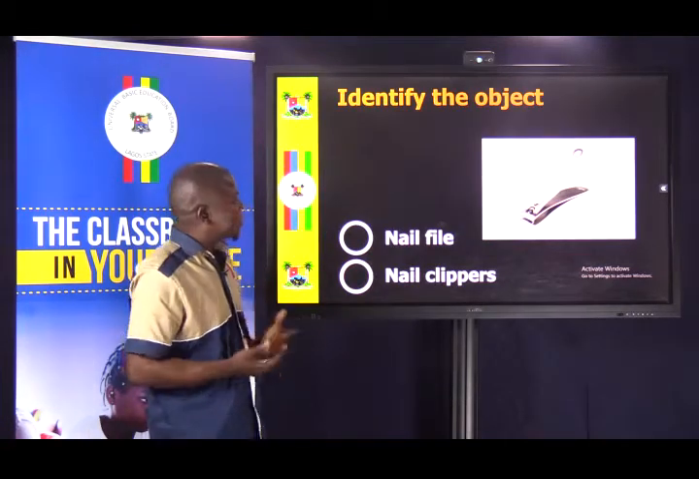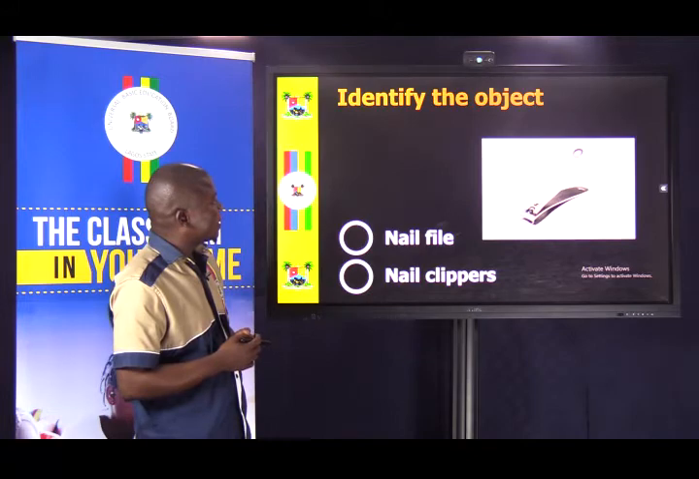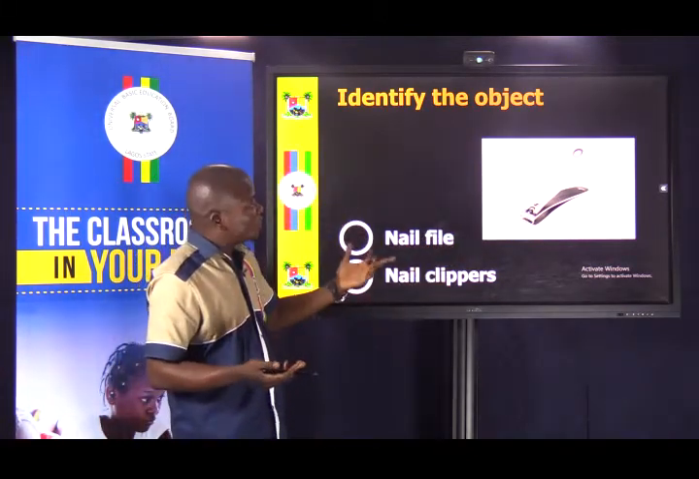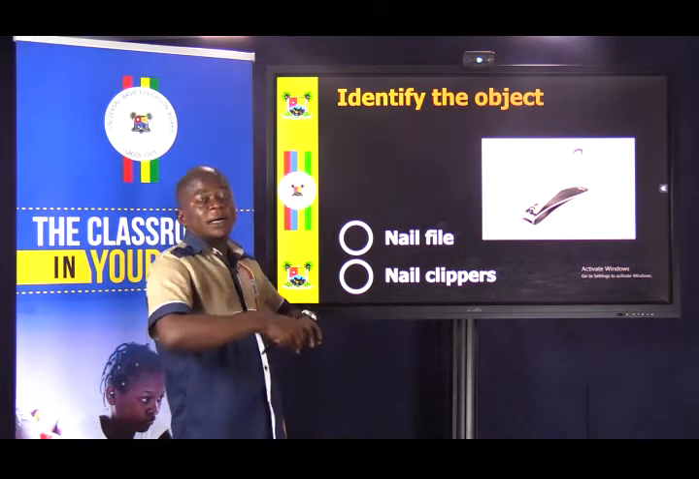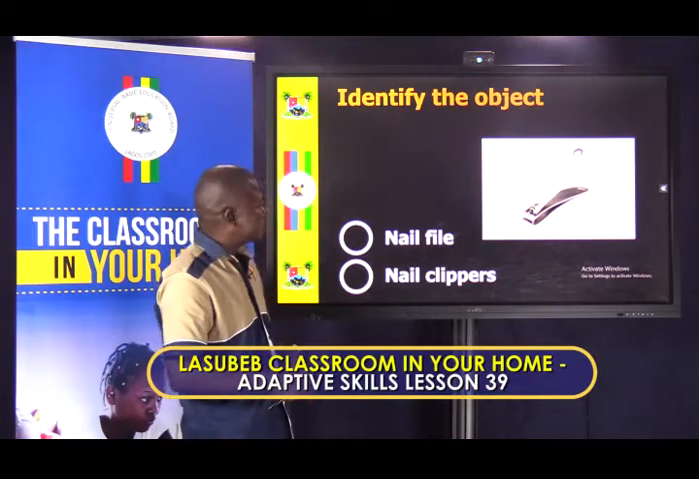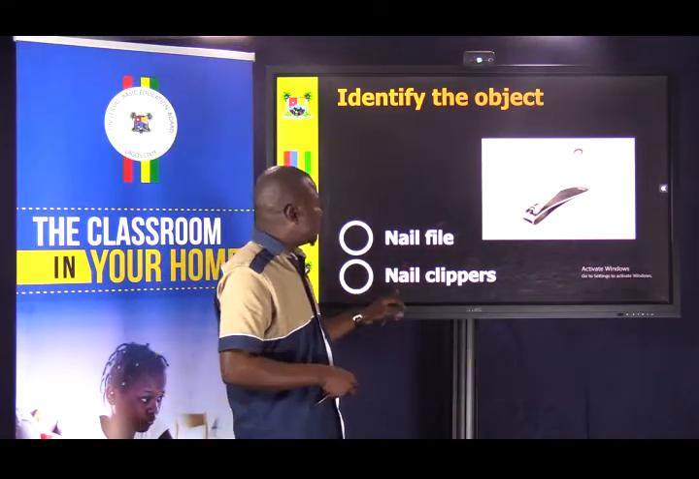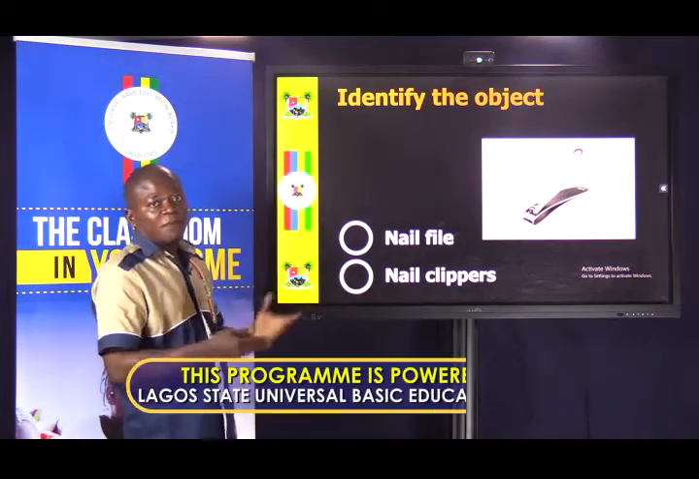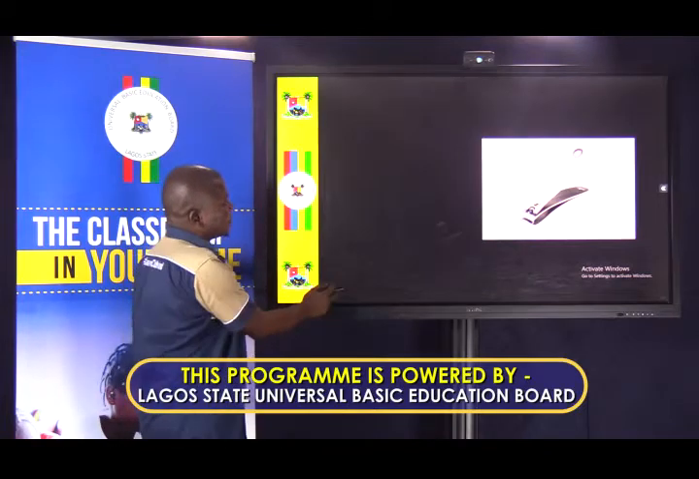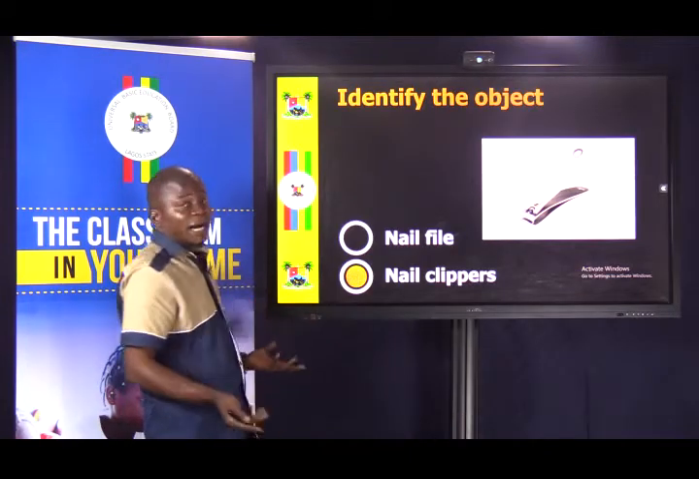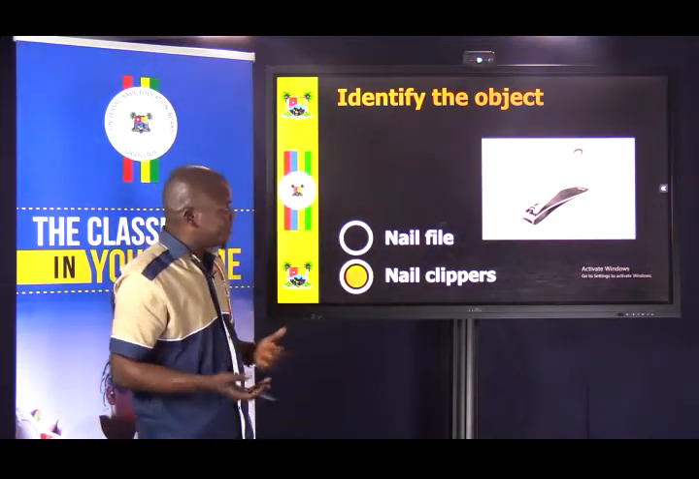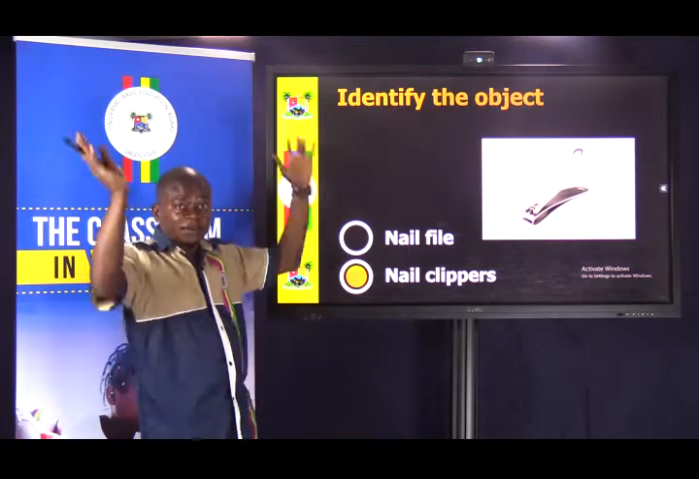Identify the object on the screen. Is it nail file or nail clippers? We use this to trim our fingernails and toenails. Is it nail file or nail clippers? Have you picked your answer? Now let's see the correct answer. Yes, it's nail clippers. If you got that correctly, you deserve a cheer.